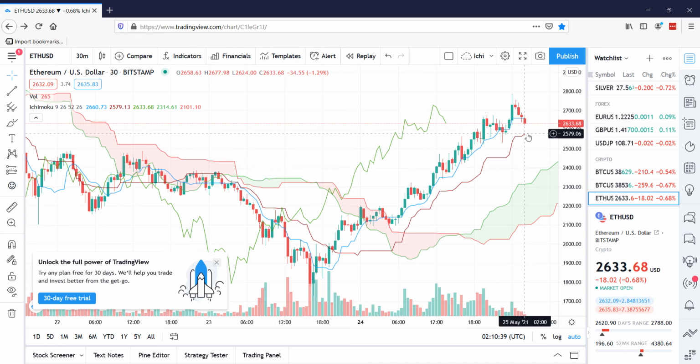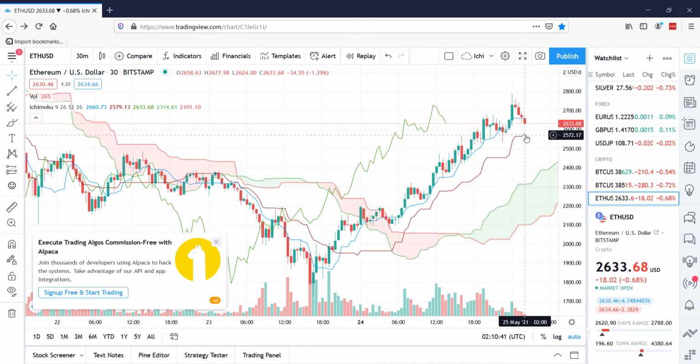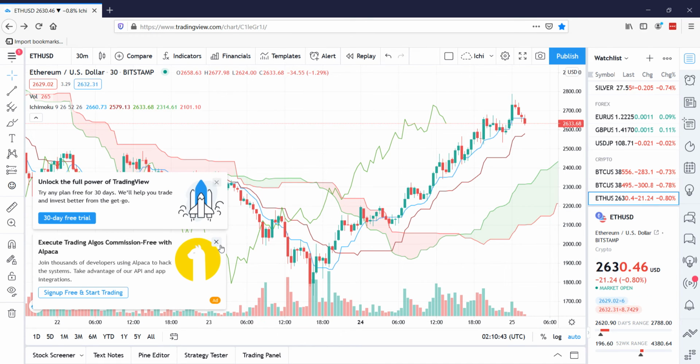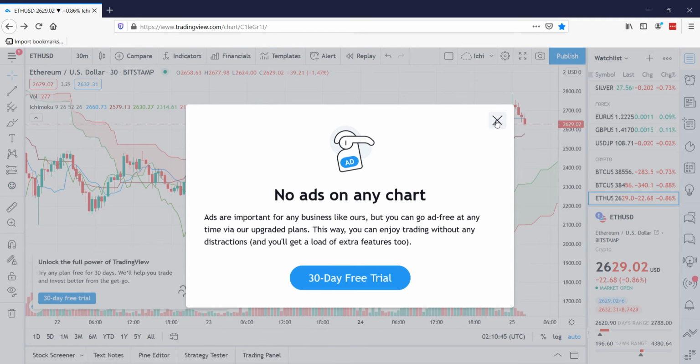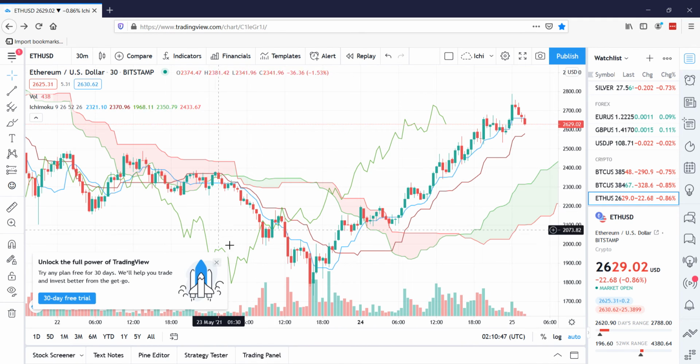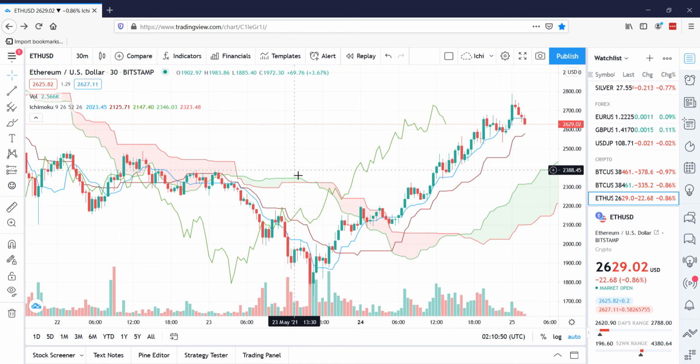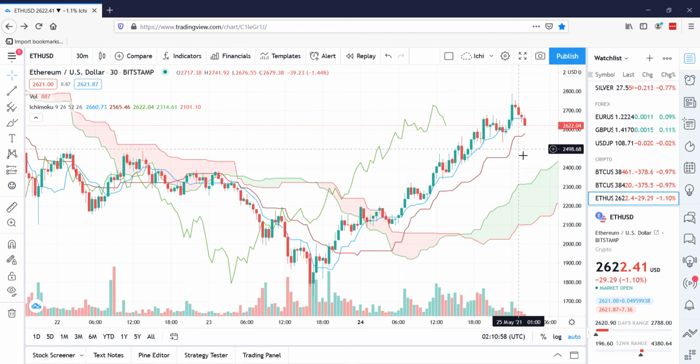We could react with our Kijun-sen line right here. I need to subscribe to this if I'm going to keep using it. It wants to keep pounding me with these advertisements. So we could be reacting here and going to break to the downside here.